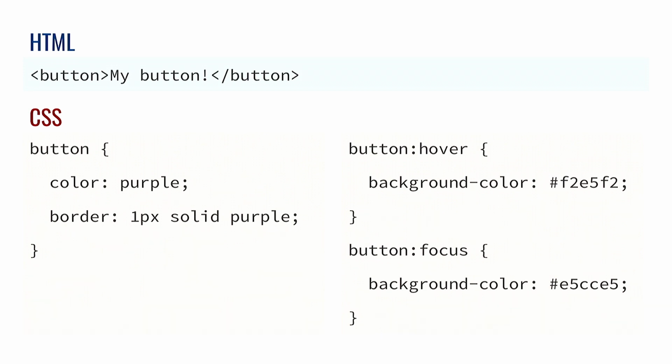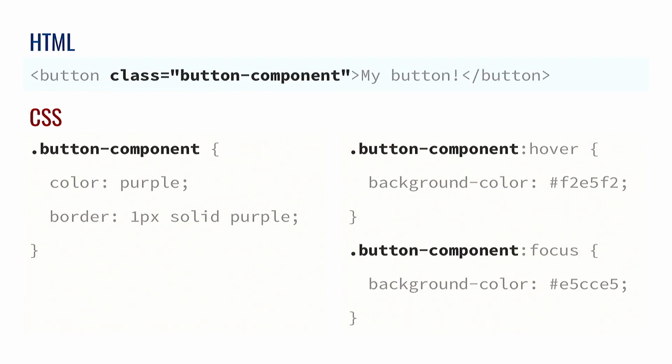So back to the code that we have so far, one way of turning this into a reusable component is by creating a new class with the name of our component, which we'll just call button-component. So we can add that class to the HTML and then replace all the CSS button selectors with our new class, button-component. And now we've created a button component.